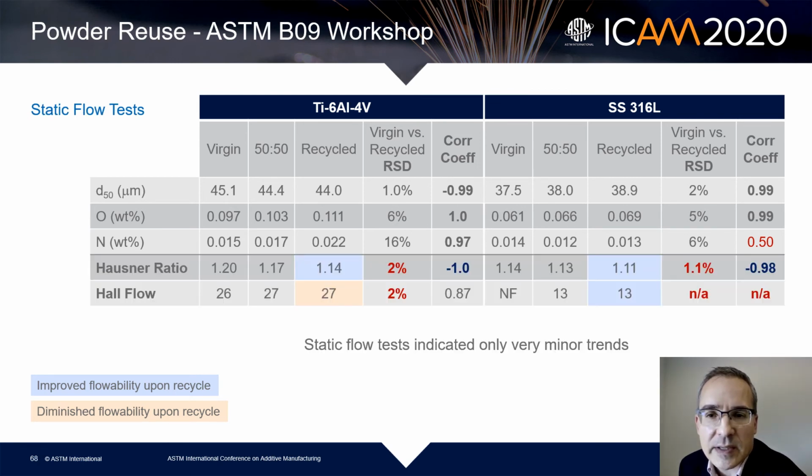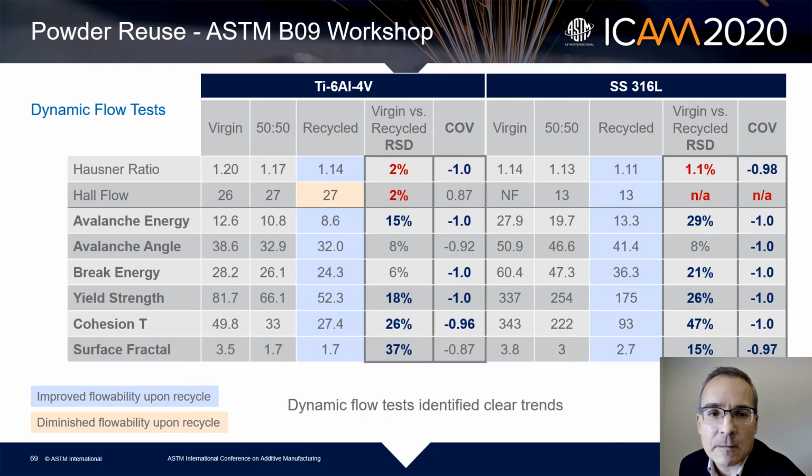You can see some trends there in the properties of the powders themselves, but also then looking at Hausner and Hall flow, very mild, very slight trends. You can say that those are almost identical in some cases, but they are slightly detecting changes. Good correlations in the case of the Hausner flow, but very slight 1 or 2% variations between the two.